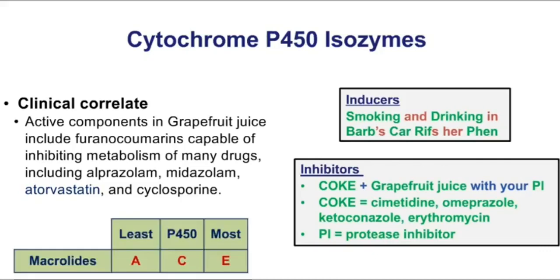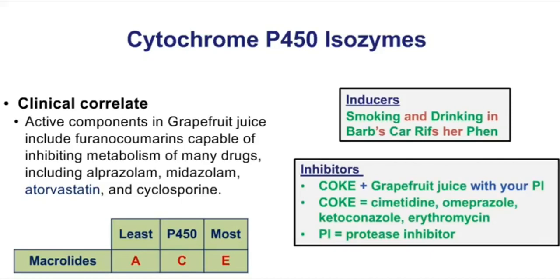Finally, a note about macrolides. Here's maybe a neat way to remember the macrolides and their effect on P450 enzymes. The three most popular macrolides: azithromycin, clarithromycin, and erythromycin. If you take the first letter of each drug name and put them in alphabetical order, you form ACE. What you've just done is list your macrolides in order of the least to the most P450 inhibitor effect.